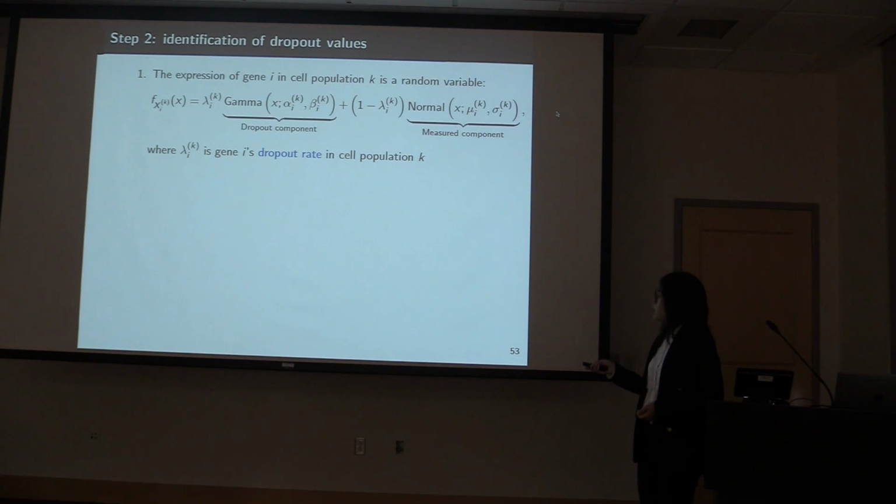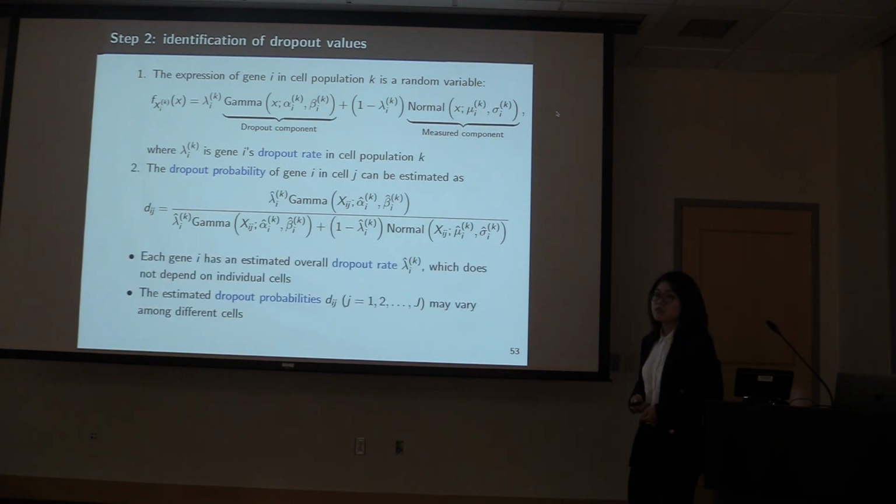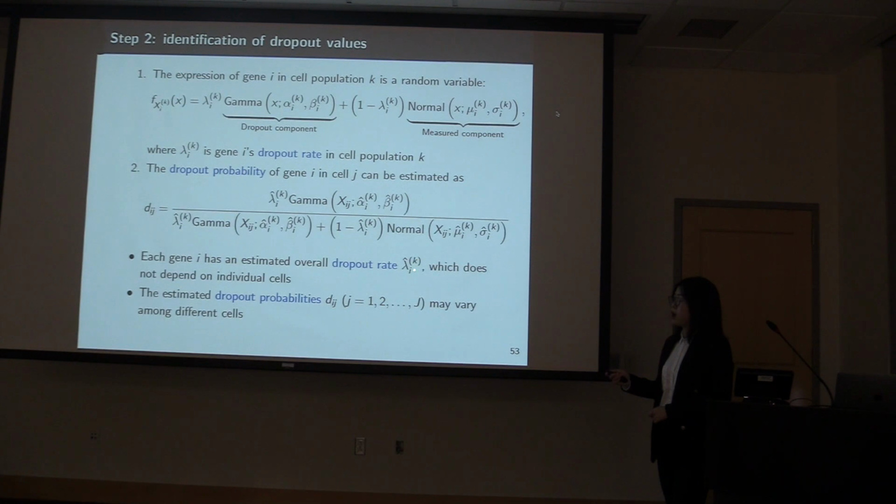With the estimates, we can calculate the dropout probability of gene I in each individual cell J. This dropout probability is the probability that each gene comes from the dropout component in a cell subpopulation. I want to clarify that this step involves two different concepts. First of all, each gene I has an estimated overall dropout rate lambda IK, and this does not depend on individual cells. It measures the overall dropout frequency of a gene in this subpopulation K. Second, every gene also has an estimated dropout probability, DIJ, which may depend on individual cells.